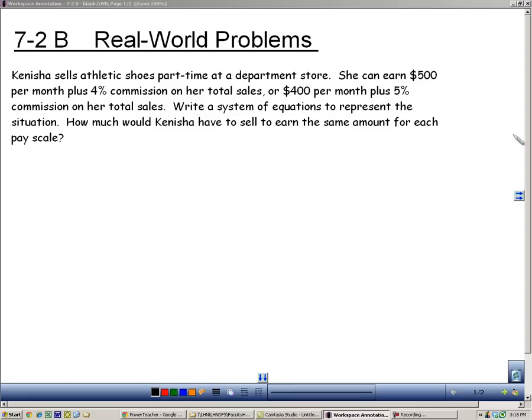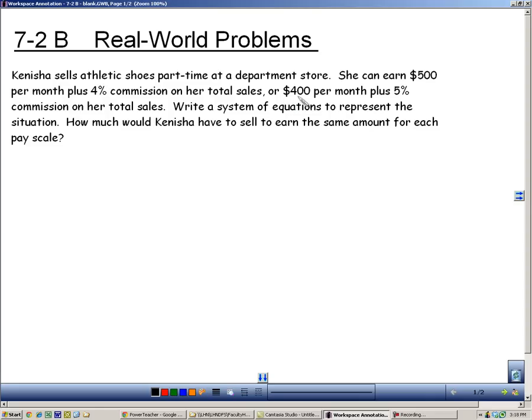Section 7.2b is about real-world problems. We have a problem here that we're going to have to use substitution to solve. It says Kenesha sells athletic shoes part-time. She earns $500 plus 4% commission on her total sales. Commission, if you don't know, is you multiply the money that they sell by 4%, and that's how somebody earns it.